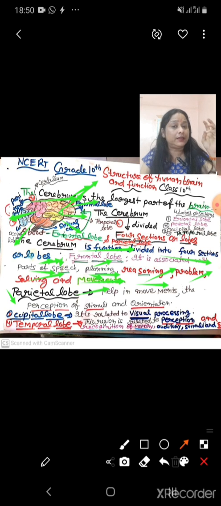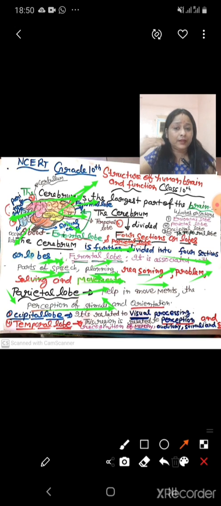So the parietal lobe is associated with sensations, perception of stimuli, and orientation. Here, information about touch, taste, and movement is something we all feel in our daily life. This is a small piece of functional information to keep in mind.